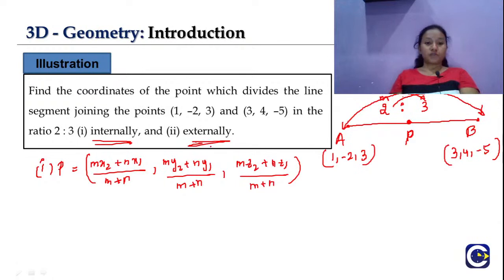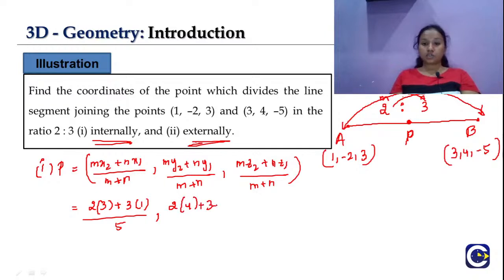So just substitute the values here. So m here is 2. Let's do that. 2 into x2, that is 3, plus 3 into 1. So 2 plus 3, 5 here. Directly you can write that. So 2 into 4 plus 3 into minus 2 over 5, and 2 into minus 5 plus 3 into 3 divided by 5.